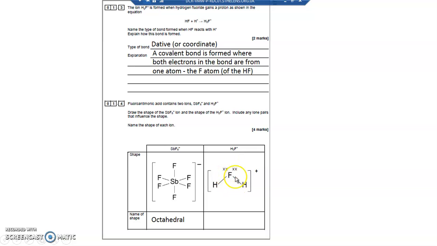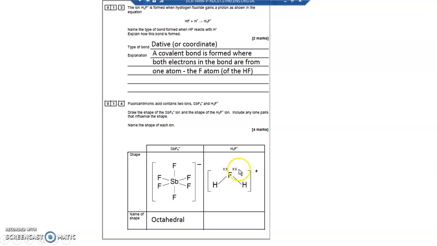Normally, if it were 1, 2, 3, 4, a tetrahedral shape, it would be a bond angle of 109.5. Every time we replace a bonding pair with a lone pair, the bond angle goes down by 2.5. So if it's 1 lone pair and 3 bonding pairs, it comes down from 109.5 down to 107. 2 lone pairs comes down by 2.5 again, down to 104.5.